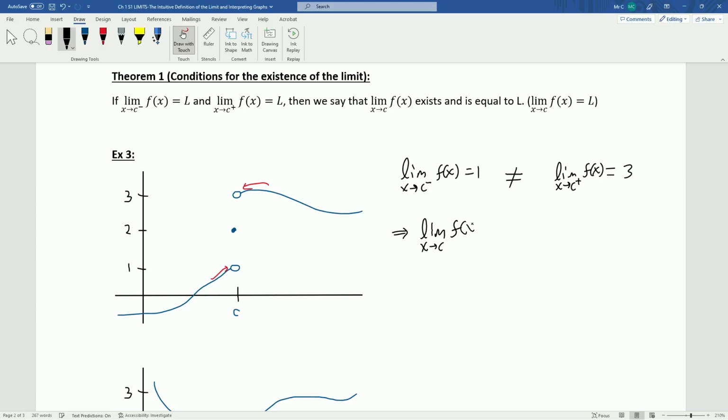So when we say that the limit exists, what we mean is that we are approaching the same value from the left and right, from an intuitive standpoint. That's what we mean. We're approaching the same number from both sides. So we say that this limit does not exist. Okay, moving on.